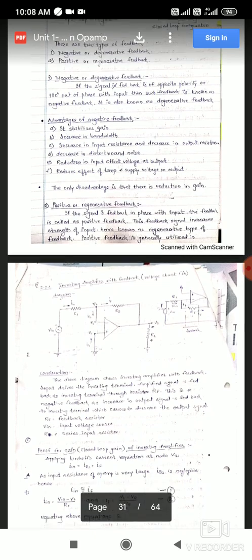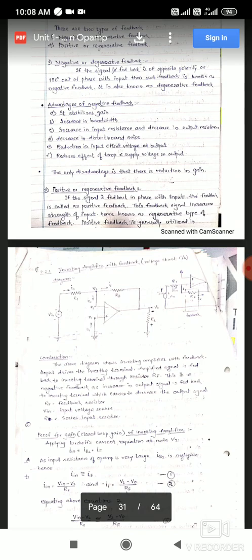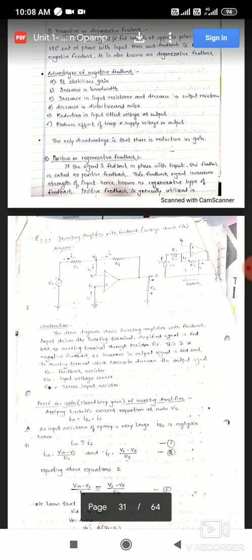Next, we saw the positive feedback definition. If a 0-degree phase shifted output signal is connected with the input terminal, then it is called positive feedback or regenerative feedback. It strengthens the input signal, that's why it is called regenerative feedback. Positive feedback is generally used to generate different waveforms, square wave, triangular wave. So in waveform generators, in Schmitt trigger, positive feedback is used. In oscillators also, positive feedback is used.